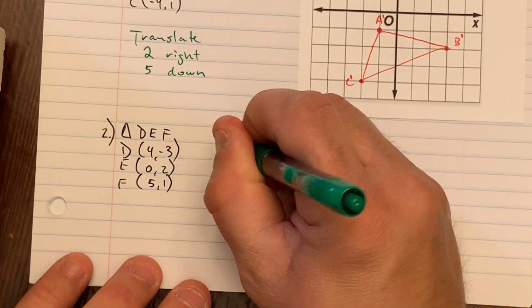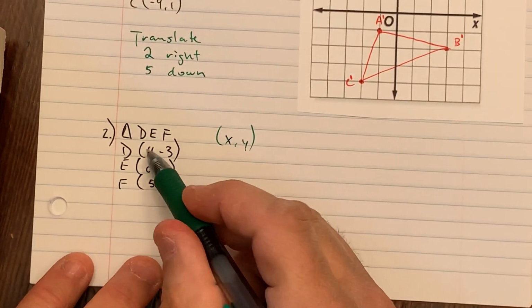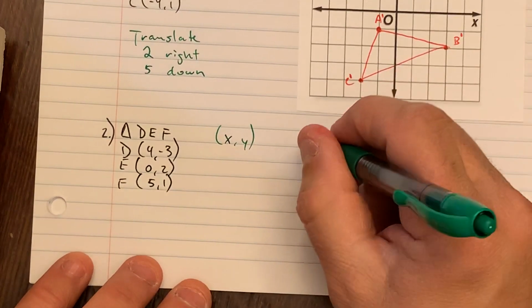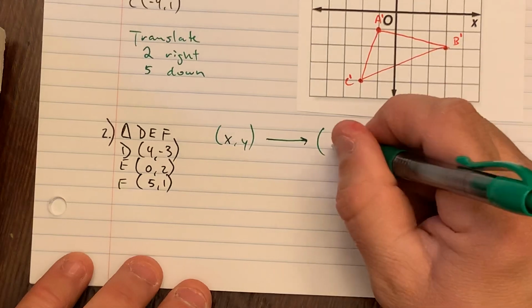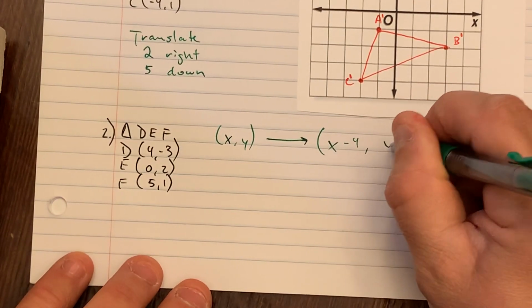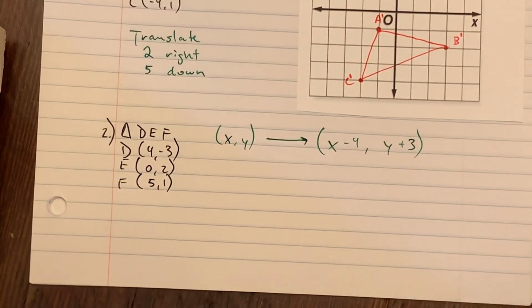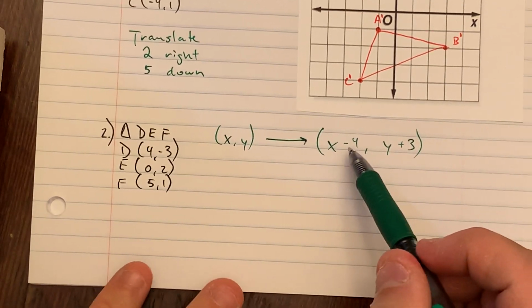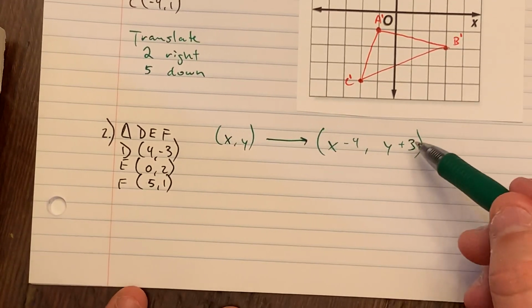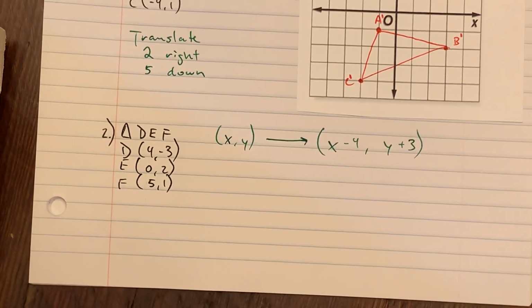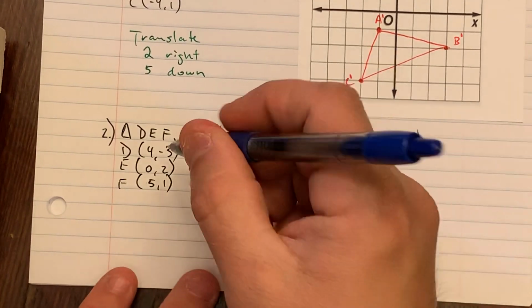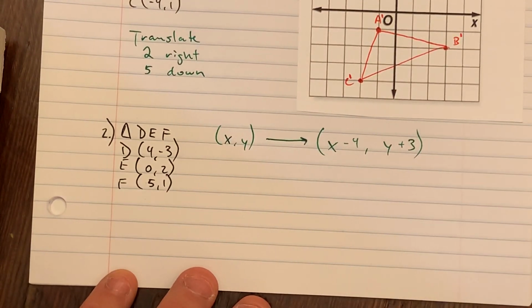We're going to take our ordered pairs, X, Y, so our X's and our Y's, and our translation notation is this: X minus 4, Y plus 3. So I'm going to take all my X's and subtract 4, and take all my Y's and add 3. That's going to give me my newest point, my new image. This is my pre-image.